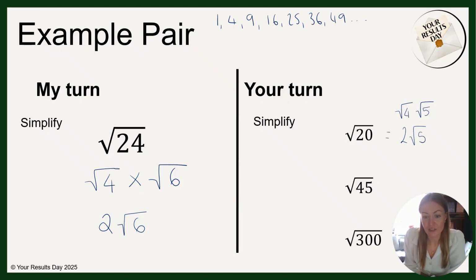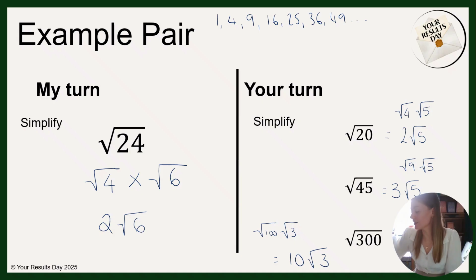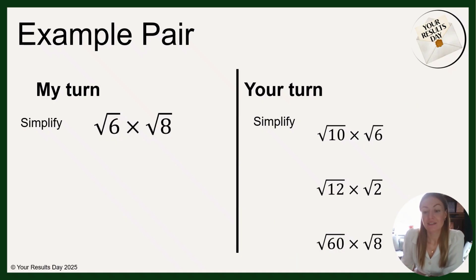With the square root of 45, I know that root 9 goes into root 45, and 9's the biggest square number. The square root of 9 is 3, so our answer is 3 root 5. And for our last one, I know that 100 is a square number that goes into 300, and so our final answer will be 10 root 3, because the square root of 100 is 10, the root 3 stays the same. We've then got multiplying and, in turn, simplifying surds.